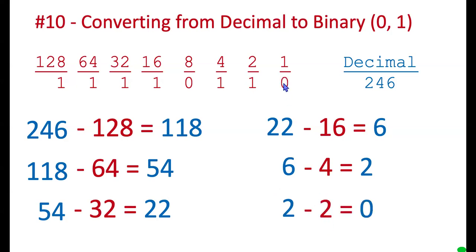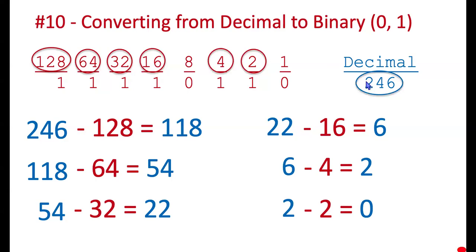Don't forget the 0 there. Again, just add up wherever we have the ones in those columns. That will give us 246.